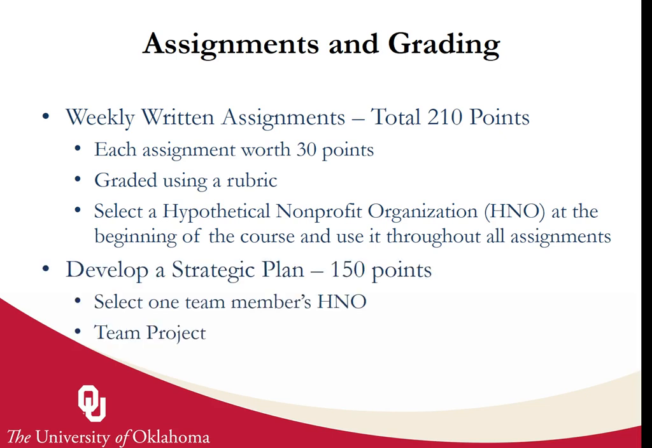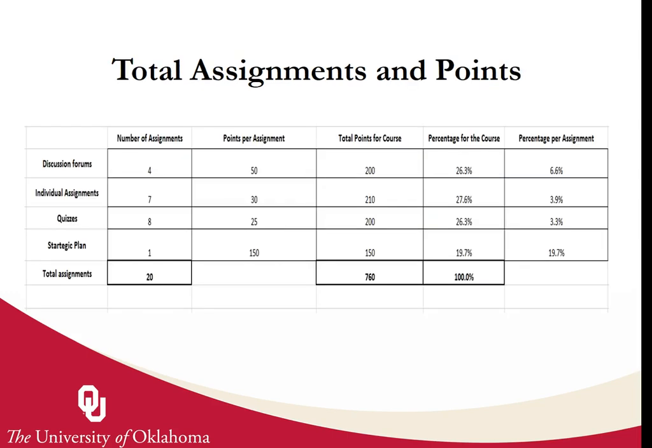And then the final type of assignment is to develop a strategic plan. This is the 8th week, although you'll probably work on it during the Unit 3 as well. It's 150 points, and you'll select one of your team's H&Os, and you'll use that for actually working together to develop a strategic plan for that H&O. That will be a team project and a team grade.